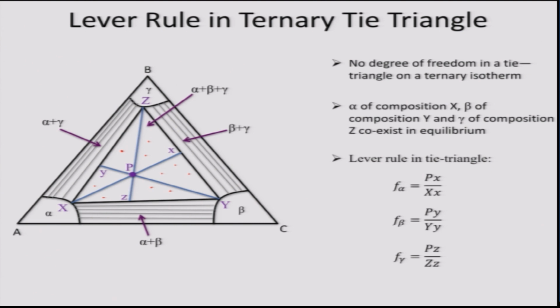and the phase fraction of phase alpha is then given by the ratio of length Px and length Xx, so Px over Xx. Similarly, the phase fraction of beta is length Py over length Yy, Py over Yy, and the phase fraction of gamma would be Pz over Zz. This is how a ternary phase diagram can be read.